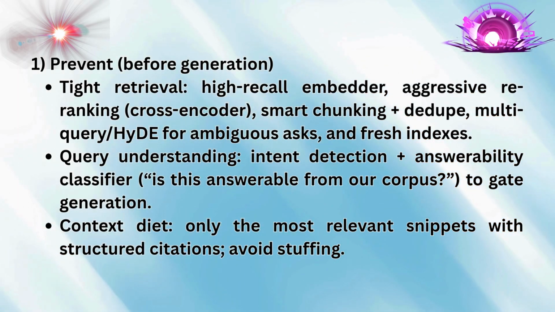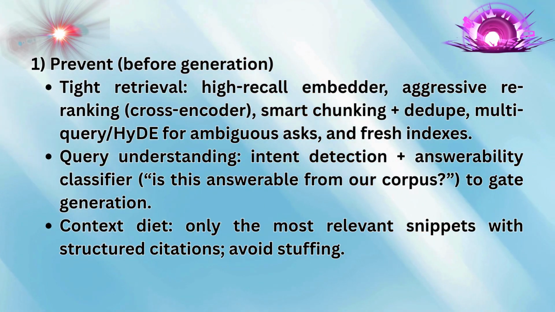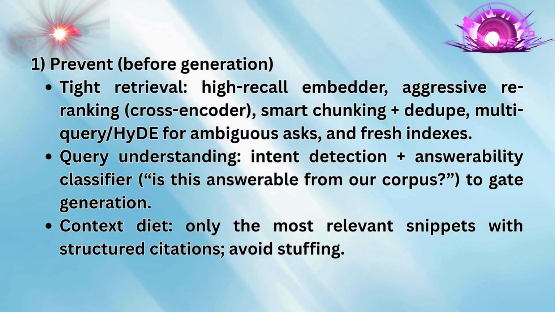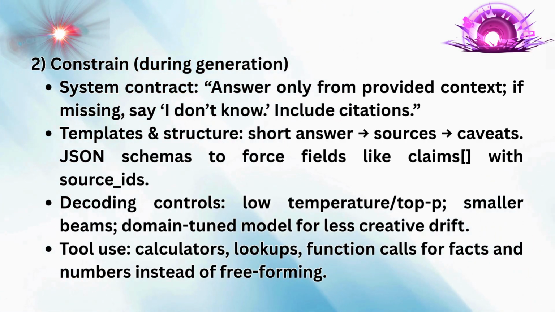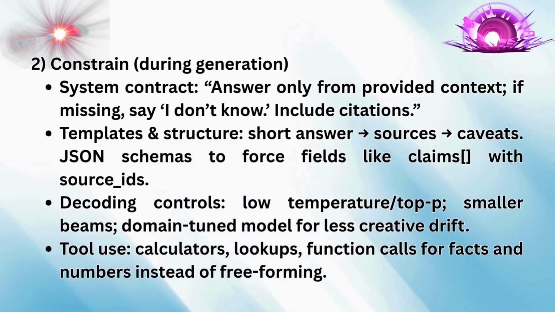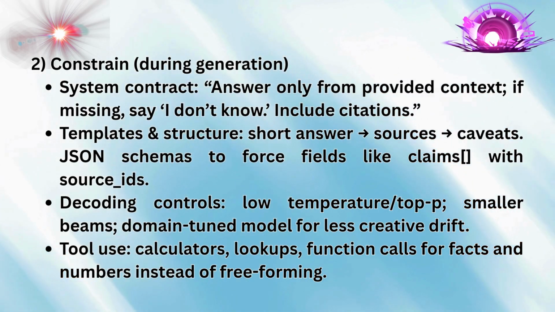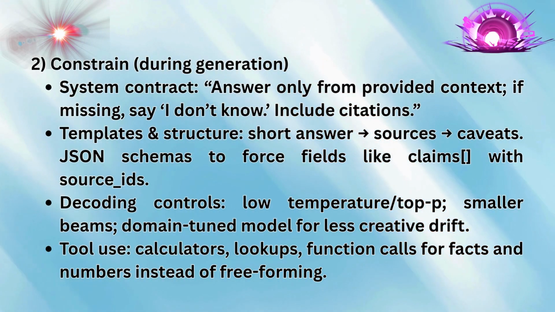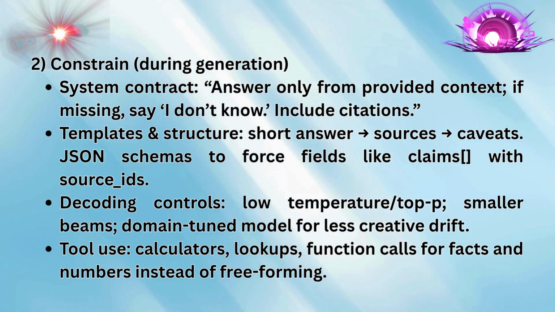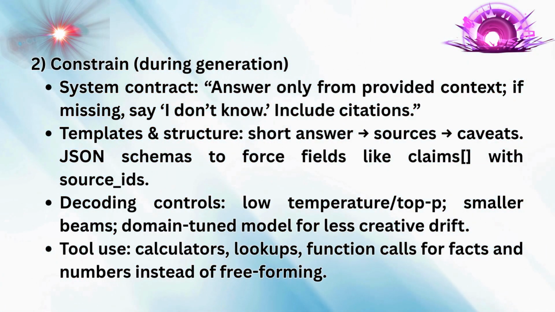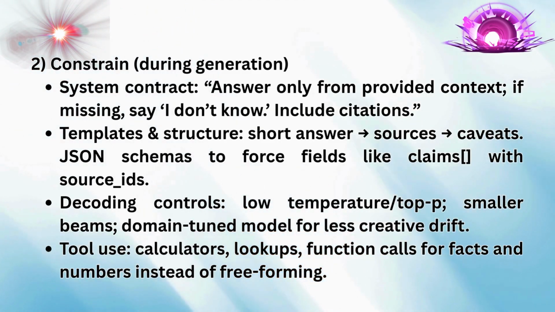Context diet: only the most relevant snippets with structured citations. Avoid stuffing. 2. Constrain during generation. System contract: answer only from provided context. If missing, say "I don't know." Include citations. Templates and structure: short answer to sources to caveats. JSON schemas to force fields like claims with source IDs.